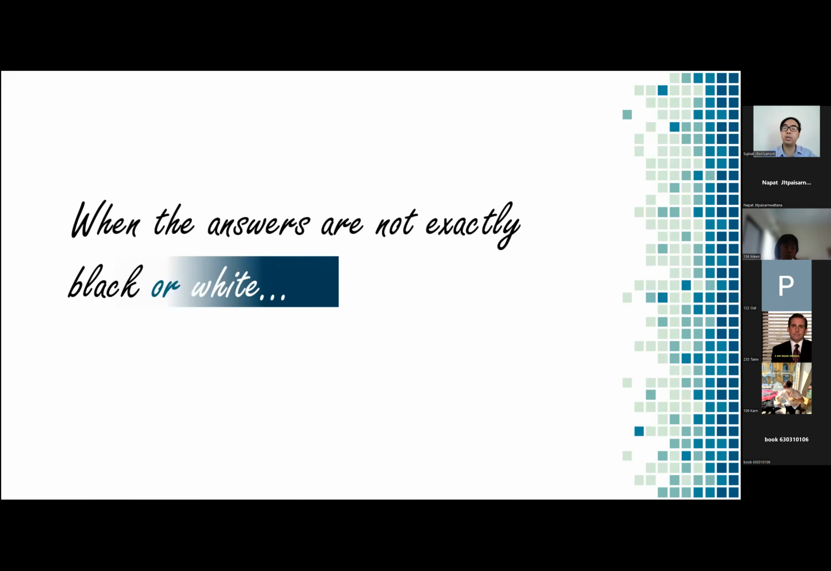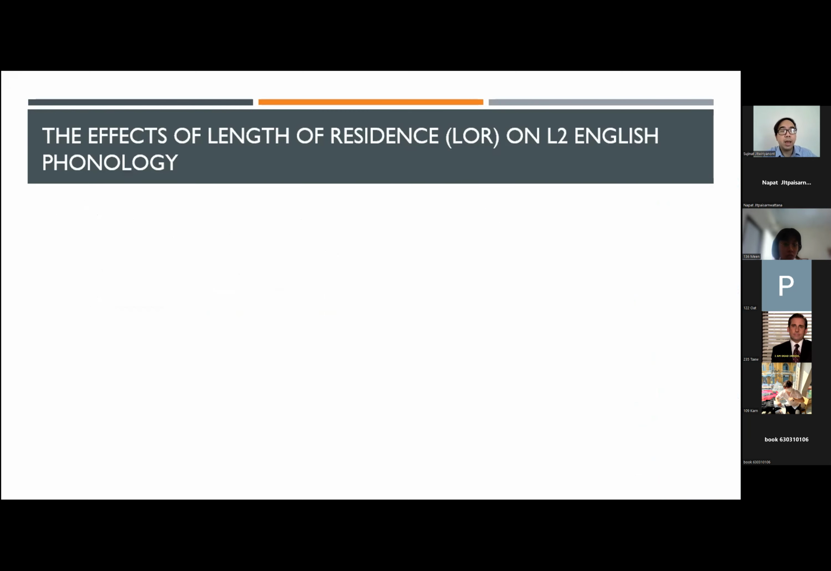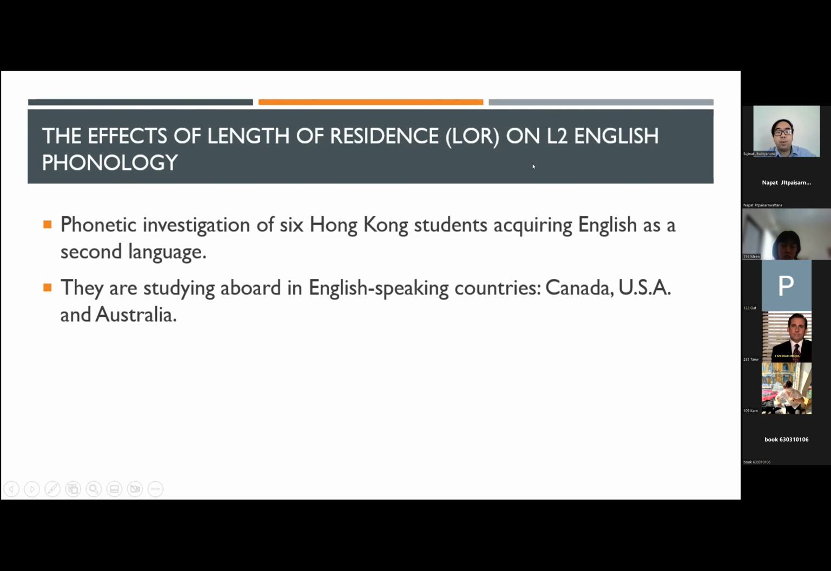So I can introduce some findings of this research, on the effects of the length of residence on how students learn English phonology. It is a phonetic investigation of 6 Hong Kong students acquiring English as a second language. They are studying abroad in English-speaking countries: Canada, USA, and Australia. And their first language is Cantonese.